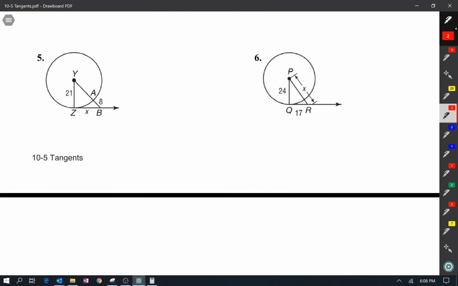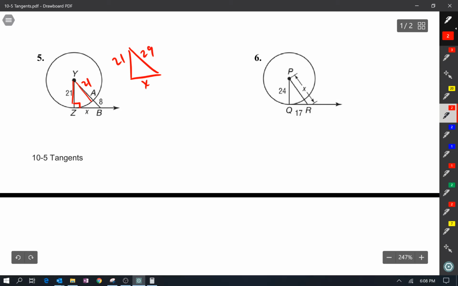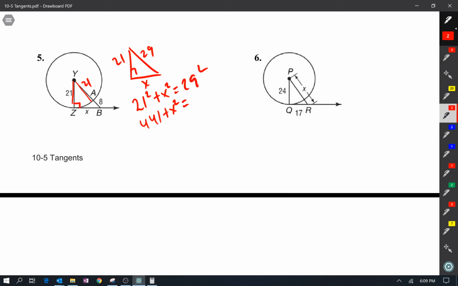All right, next problem. What do we know? This is a tangent, so this is a right angle. So that's 21, that's a radius, and this is also 21, right? Okay, so we have really a right triangle here, right? What do we have? 21, x, and 29, right? That is a Pythagorean triple, but you probably don't know that one. So 21 squared plus x squared equals 29 squared, right? 441 plus x squared equals 29 squared, which is, what is that?